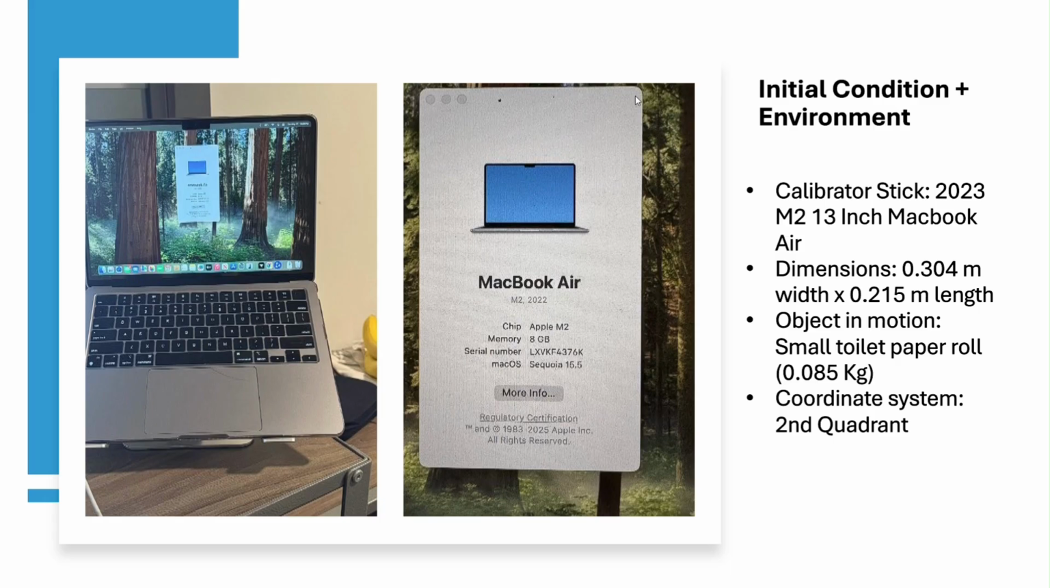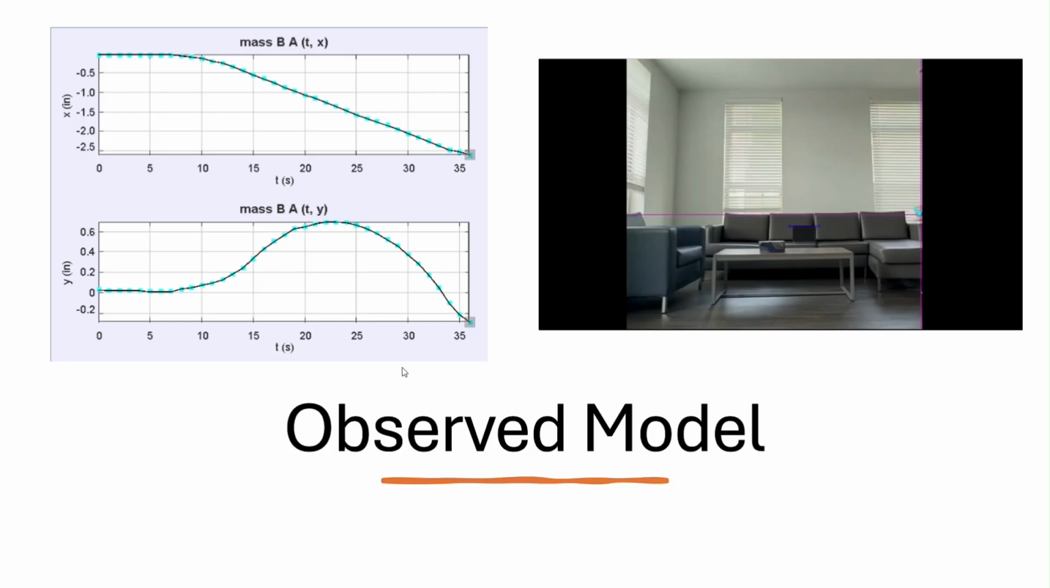The projectile, which is our small paper roll, weighs 0.085 kilograms, and was launched in front of this 13-inch MacBook Air, which serves as our reference scale. The laptop's dimensions, which are 0.304 meters wide by 0.215 meters long, allow us to calibrate Tracker's spatial measurements. We analyze the motion in the second quadrant of our coordinate system, tracking position data at precise fractions of a second intervals, which is around 30 frames per second. Here we have two graphs showcasing how the X and Y components are changing over time, and here is the video of the paper roll in motion.